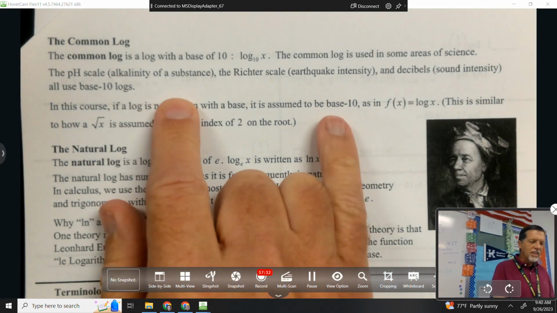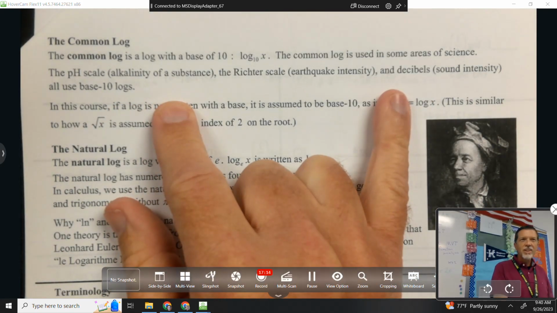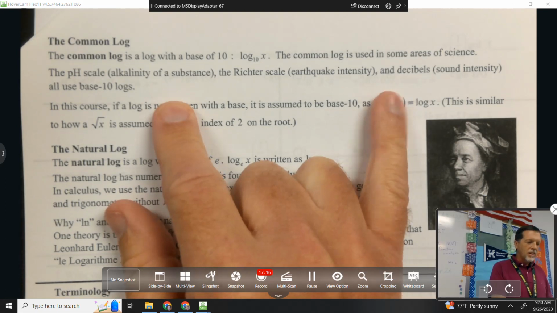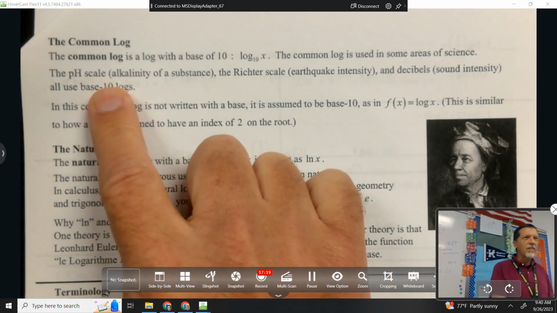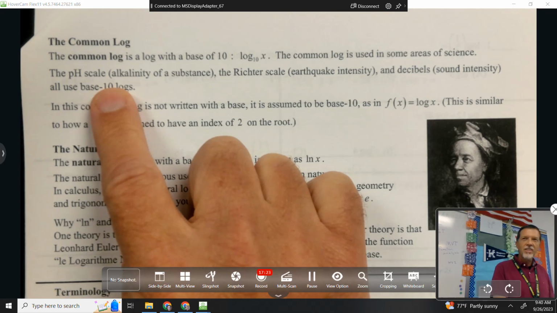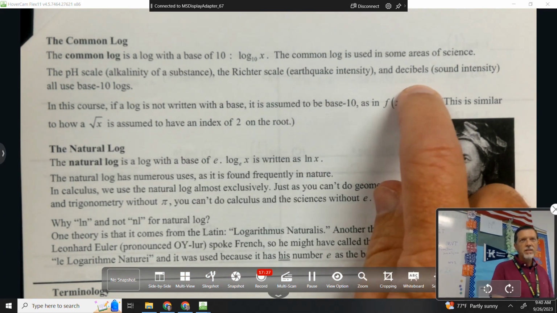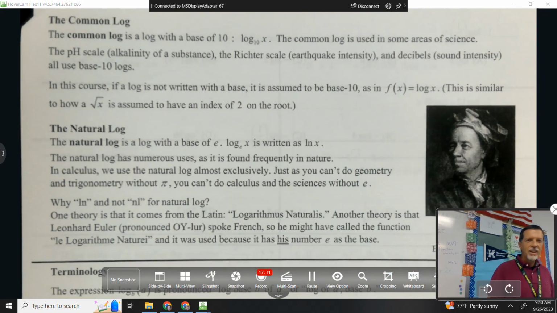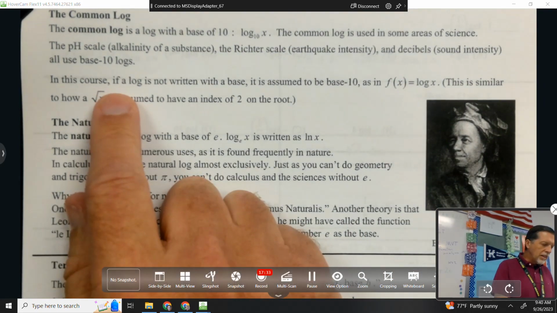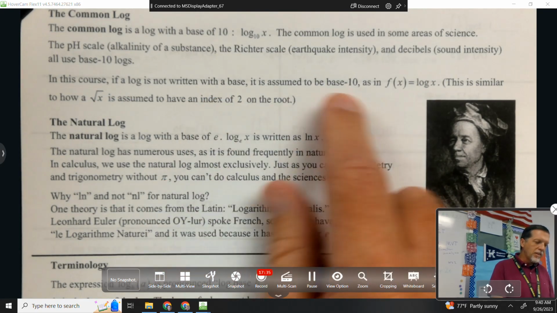Have y'all seen any of this stuff in physics or chemistry? Chemistry, pH scale, definitely, right? Yeah. Most of you are in physics right now. Sound is second semester, so you'll get there with decibels, where you get to use logs again. I know that's exciting. In this course, if a log is not written with a base, it's assumed to be base 10.